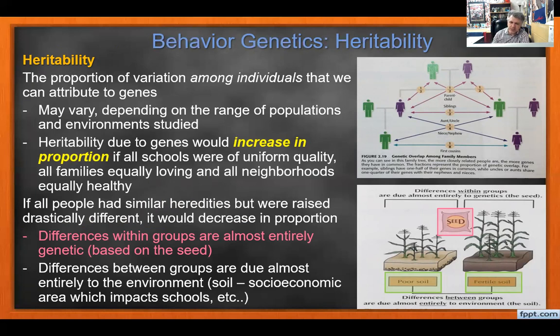Differences within groups are almost entirely genetic. It's based on the seed. I put this seed in this soil, there's some variations. I put this seed in this soil, there's still some variations. Fertile soil, poor soil, some are still going to rise to the top, whatever. All right. But even here's the other trick.